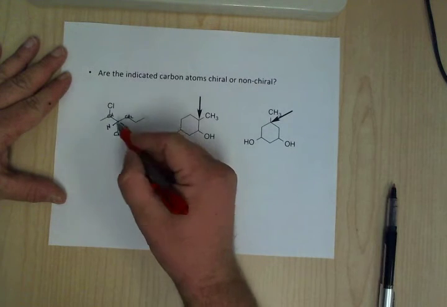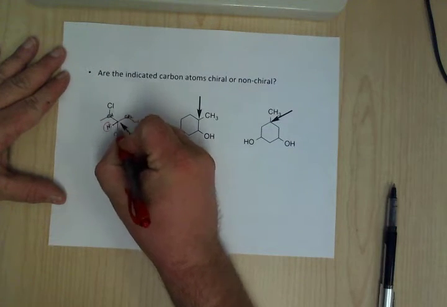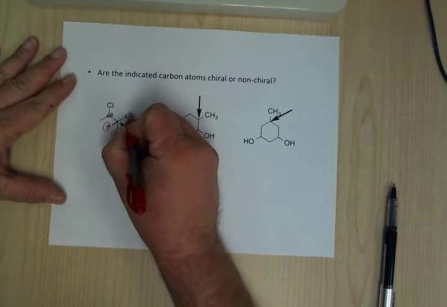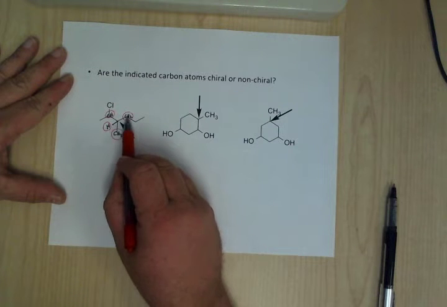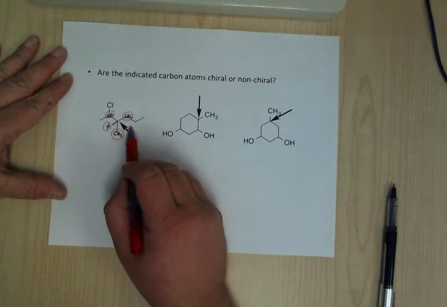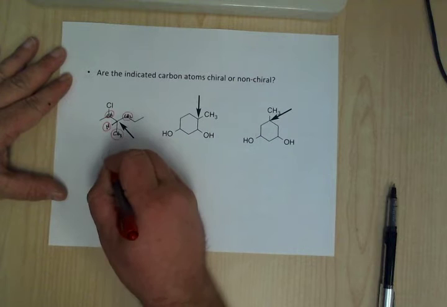So the first thing you do is you look at the things that are hanging directly off of it. You have an H, a CH3, a CH2, and a CH. Those are definitely all 4 different, so that means this guy's chiral.